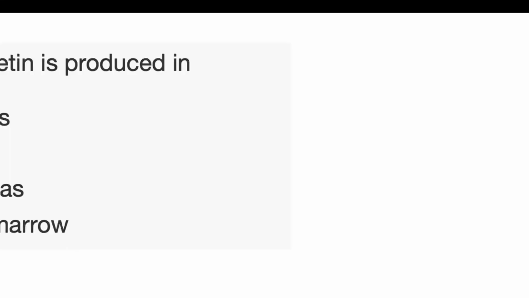I think it's enough time for this question, and time for me to reveal the correct answer. Erythropoietin is produced in option A, kidneys. Erythropoietin is produced in the kidneys, not in the bone marrow, not in the liver or pancreas. Erythropoiesis sure happens in the bone marrow, but erythropoietin is a hormone that is produced by the kidneys.